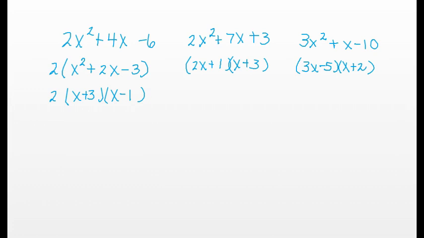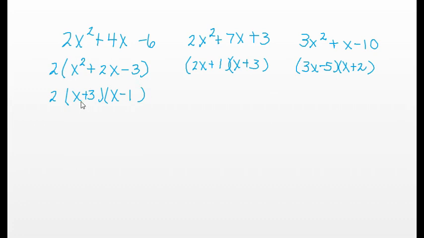So a couple final notes just to recap. When I'm going from standard form to factored form, I first want to look and see, do I have a common factor other than 1 in each of my terms? If I do, I need to factor that out first.